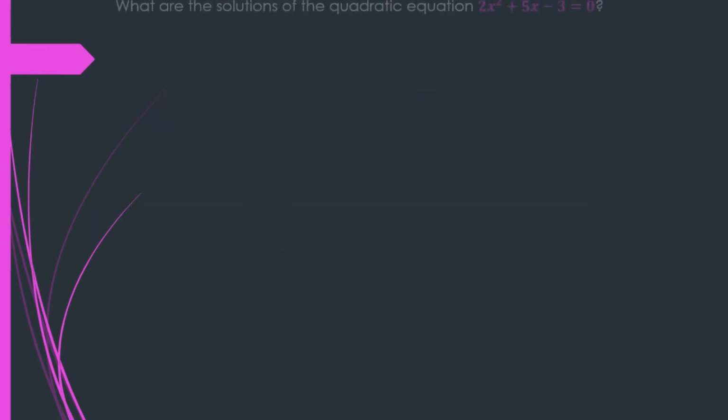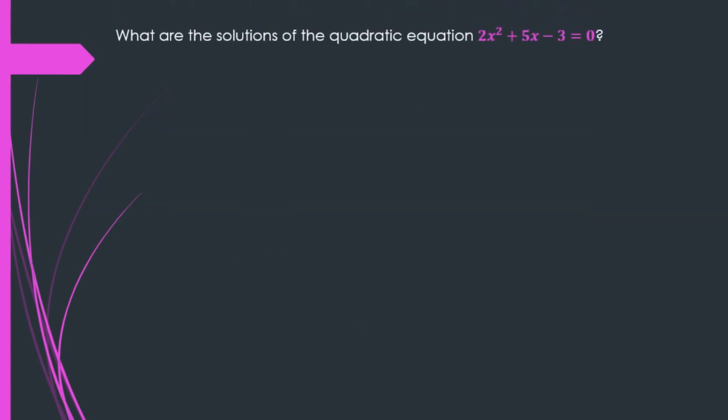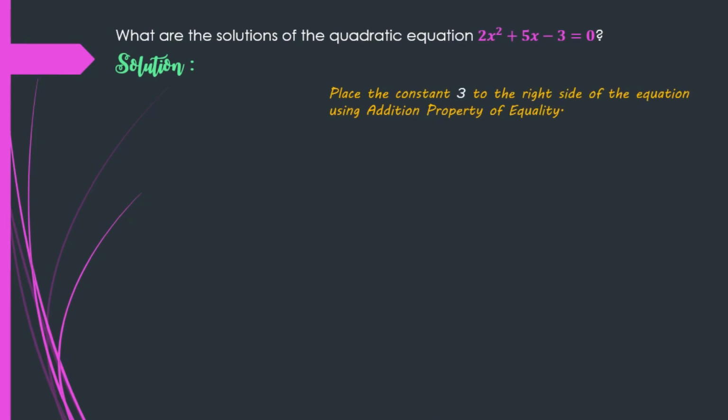Let's now have an example of an equation where we can find solutions using completing the square. So what are the solutions of the quadratic equation 2x squared plus 5x minus 3 is equal to 0? First thing to do is to move the constant 3 to the right side of the equation using the addition property of equality. So we have 2x squared plus 5x is equal to 3.